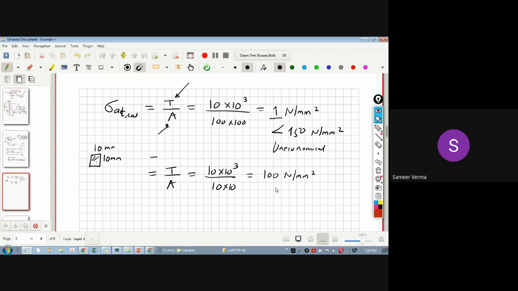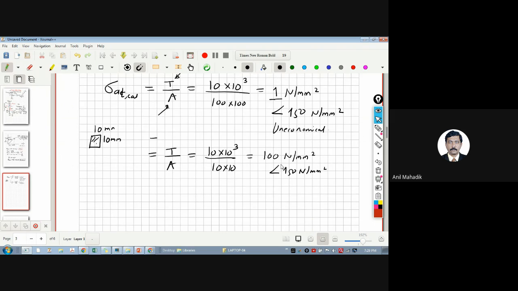100 Newton per mm square. Yeah, so it looks okay, but still you can reduce it. Instead of 10 by 10, you can still go lower, 5 by 5, and it should be just less than 150. Then it is an economical section, right? Once you understand the concept, you can change these sizes as per the economical design. So this is the design philosophy of tension member.